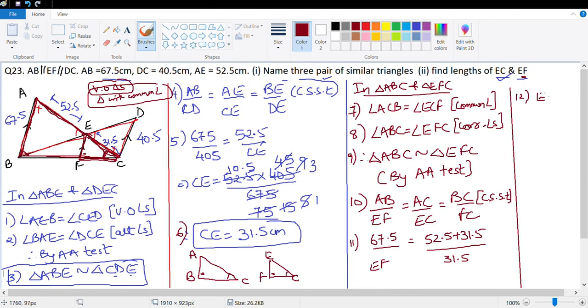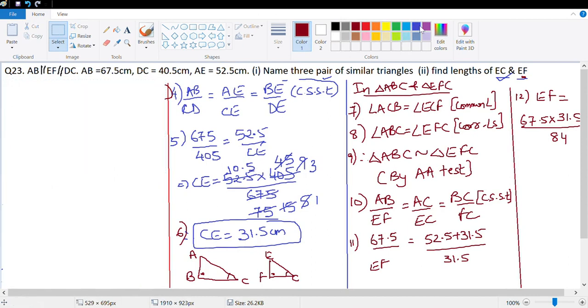EF will be equal to, if I take EF there, this becomes 67.5 multiplied with 31.5 divided by 52 plus 31, that's 83, and 84, that's 84. So 675 into 315 divided by 84. Let me just erase some part of the question here so I have space for me to write. I will erase the first part and I will write this equation here so that I have space to finish this question.